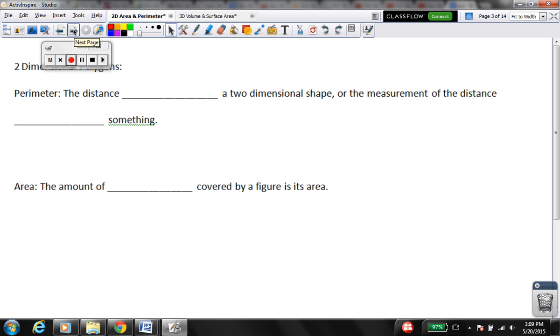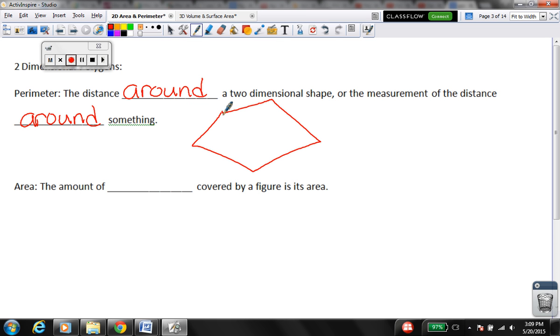In two-dimensional polygons, we can say that the perimeter is the distance around a two-dimensional shape, or the measurement of the distance around something. So I give you some random polygons. So we're just going to make some random polygon. And I have a five-sided figure. In this case, I would have to add all the side lines, like A, B, C, D, and E, and all those lines I would have to add together to get my perimeter. So this would be very useful in determining the amount of fence you have to buy around some type of plot of land.